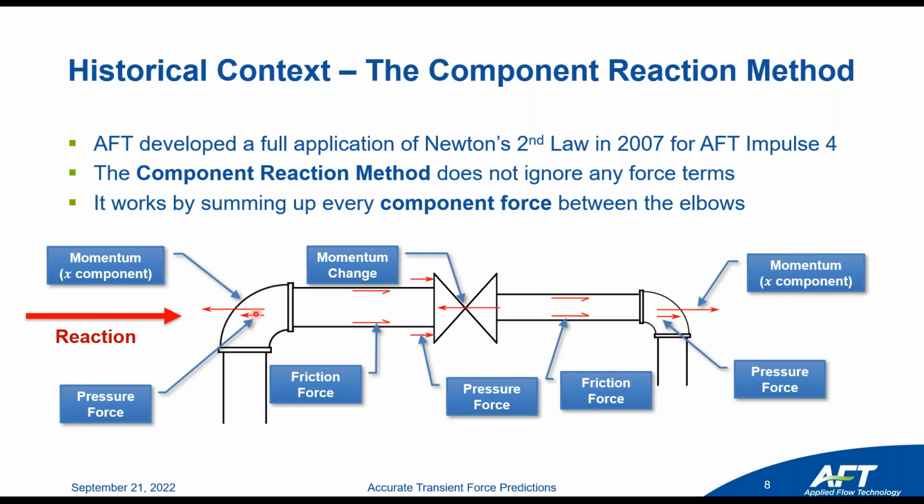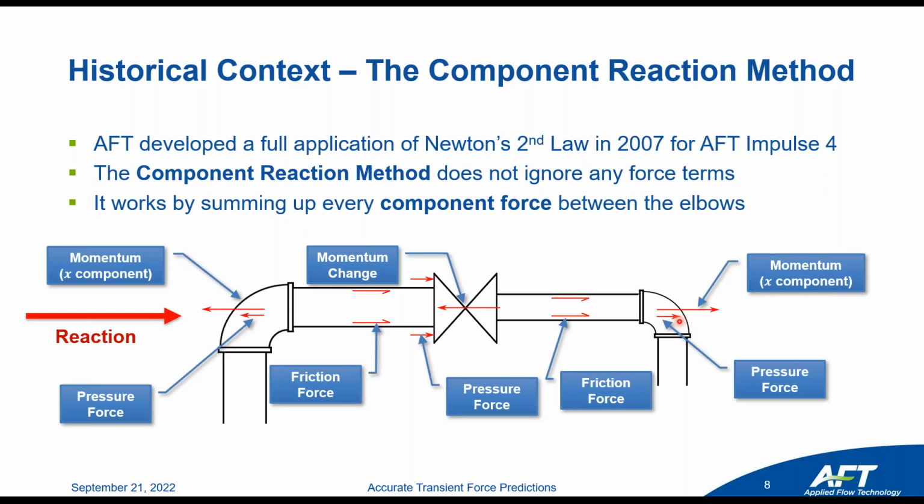There's momentum changes because in steady flow, there's no momentum change if it's constant diameter pipe. But in our case, we can have momentum changes because when there's a water hammer wave, there's a different velocity on the left than there is on the right, even for a constant diameter pipe. You have to account for that.